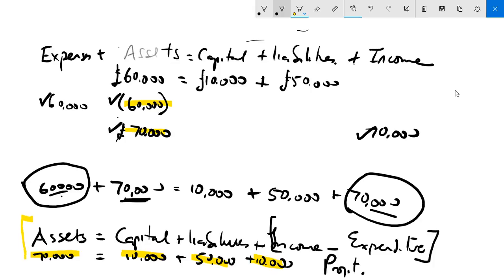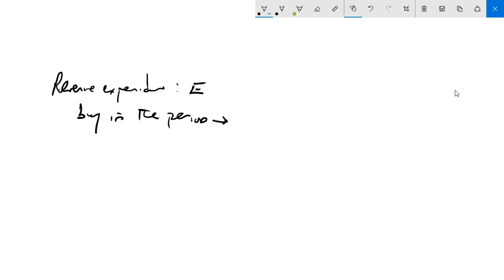And this, if you like, is the fundamental idea of every single business. Every single business is built on this very fundamental accounting equation. So just to reiterate, the key point here is that revenue expenditure in the accounting equation is recognized with the letter E, and these are all the things we had to, if you like, buy in the period to sell, to make profit.